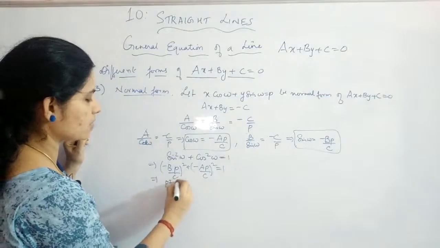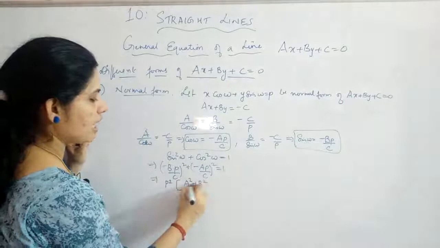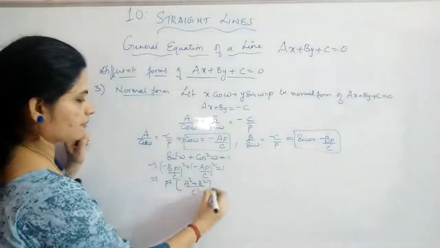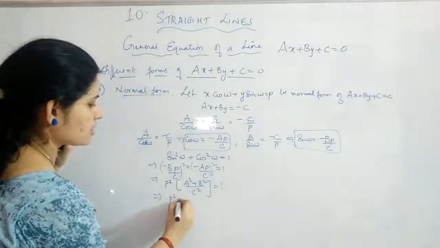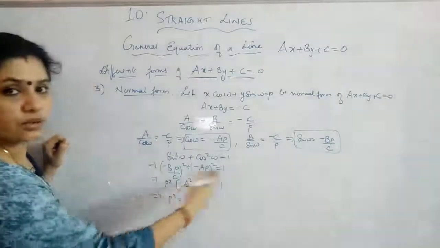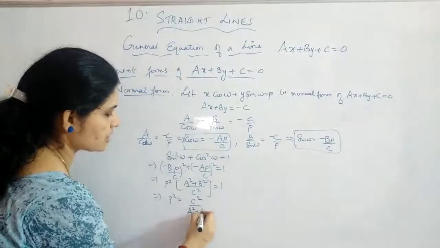So I am just taking it out. Remaining will be here b square and a square. So I am writing as a square plus b square, and the denominator is common, which is c square, is equal to 1. So that p square is equal to c square by, it will go there and make the reciprocal, and you will get p square is equal to c square by a square plus b square.